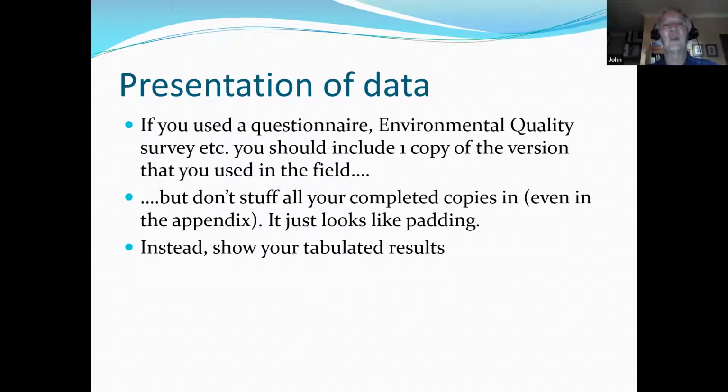If you did use a questionnaire, an environmental quality survey and so on, don't put them all in. Use one copy of the final version and put that in your appendix and show a tabulated set of results.